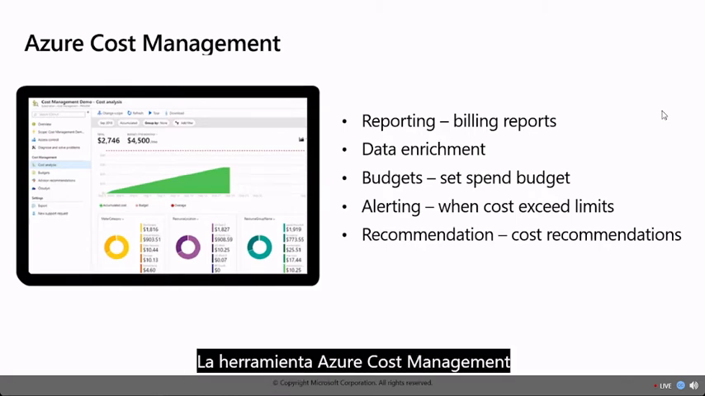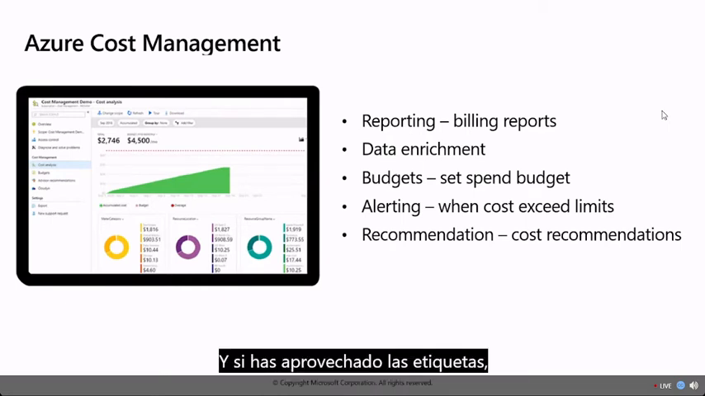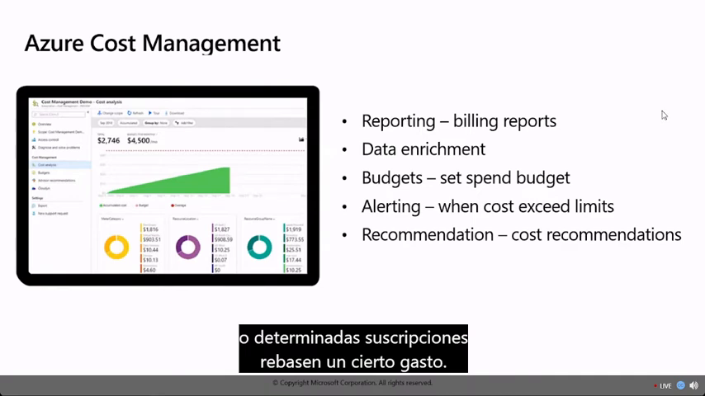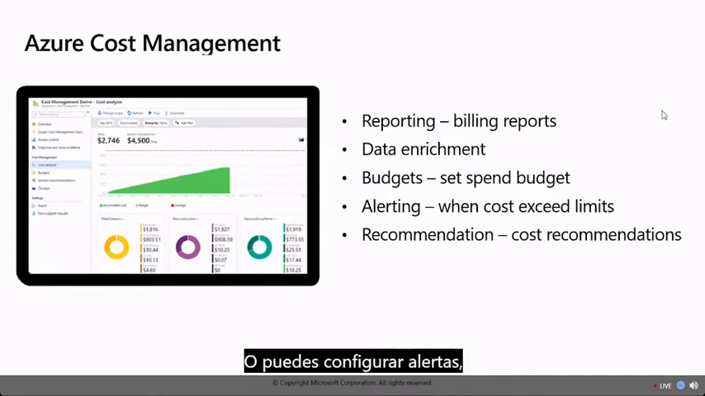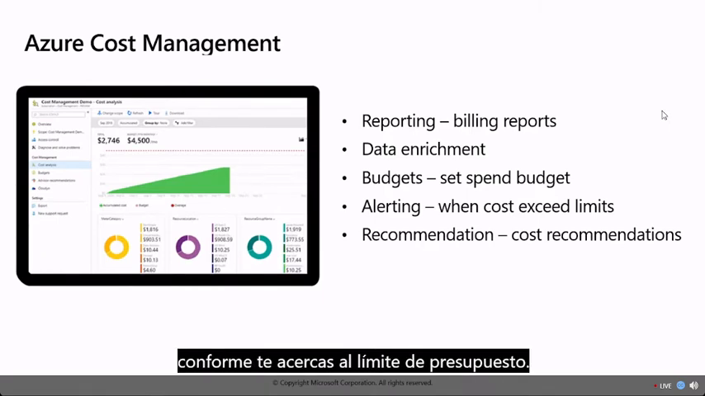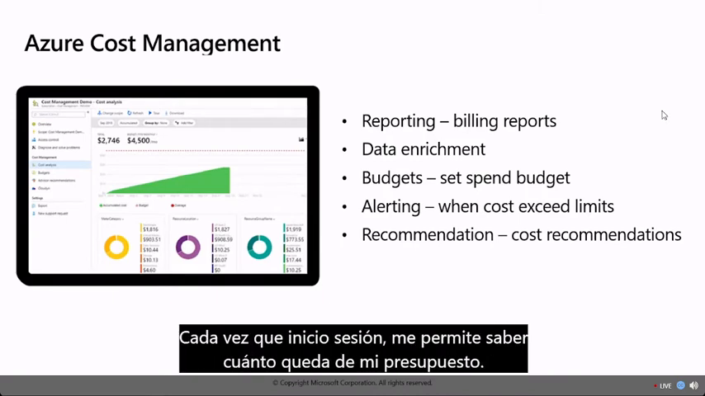The Azure Cost Management tool will allow you to look at all your different billing reports. And if you've taken advantage of tags, you can drill down even deeper. If you have budgets, you can set budgets to not let certain users or certain subscriptions go over a certain spend. Or you can set up alerts, where you can alert managers or anybody in charge of a project as you start to approach that budget. So in my account, I have a $150 budget. Every time I log in, it lets me know how much of my budget is left.